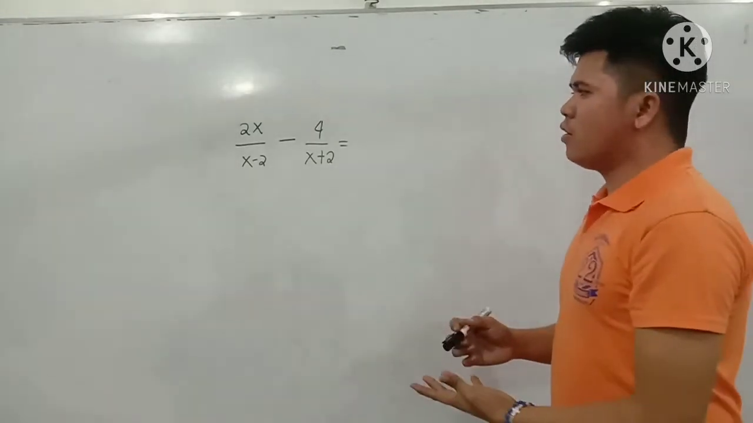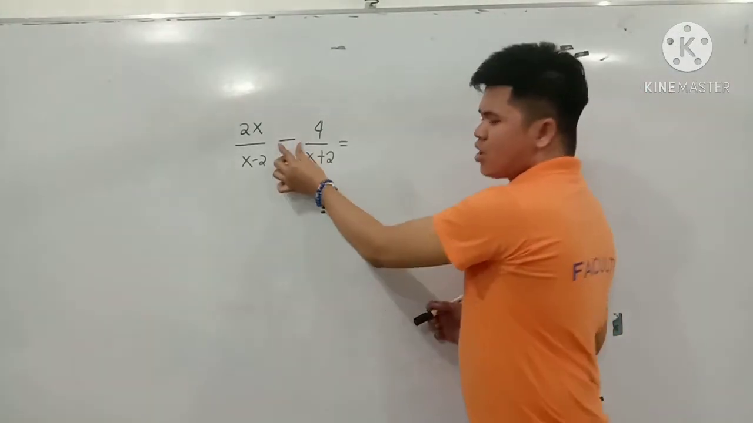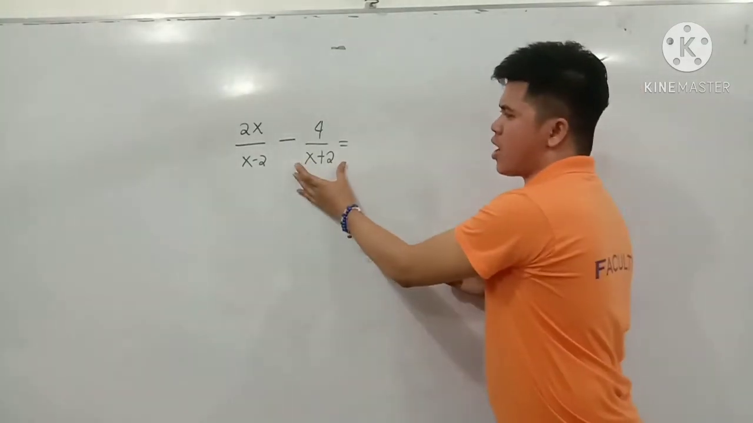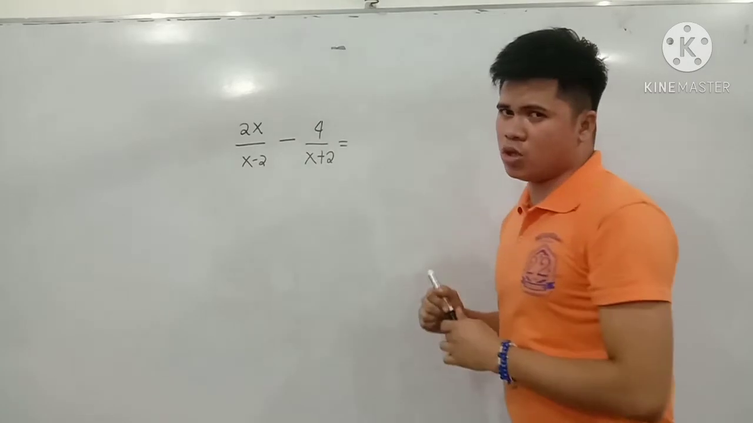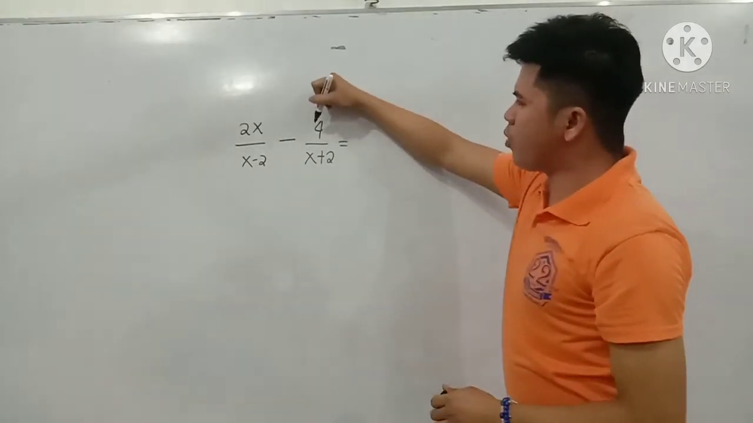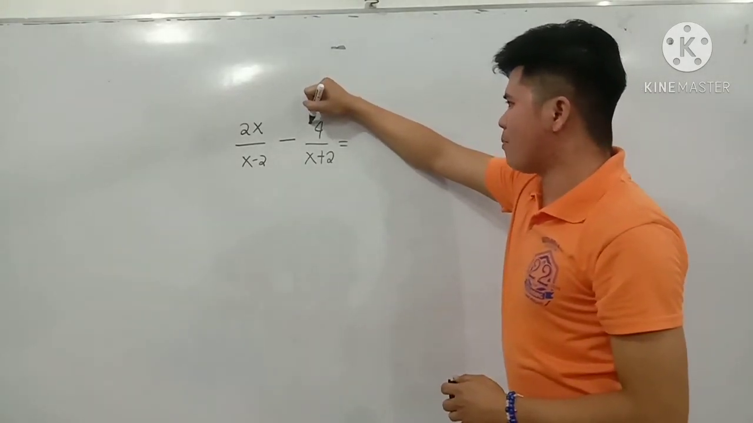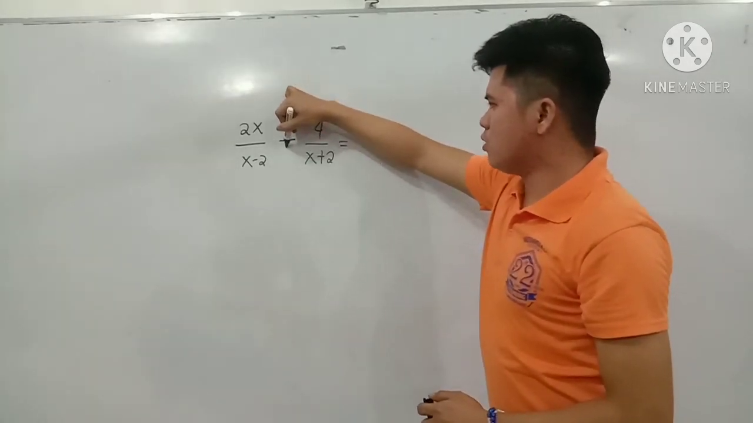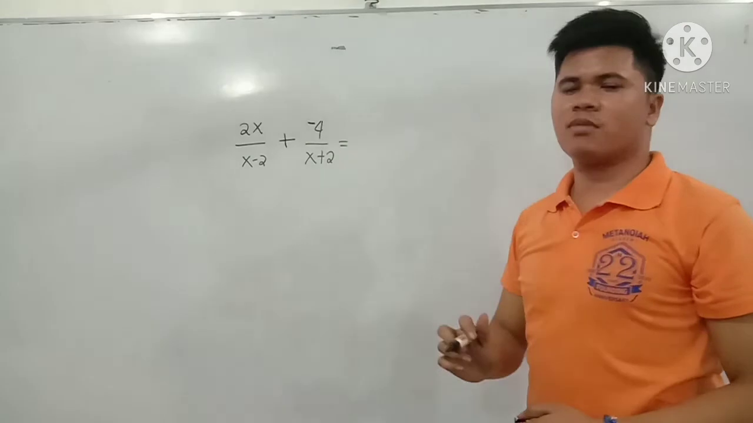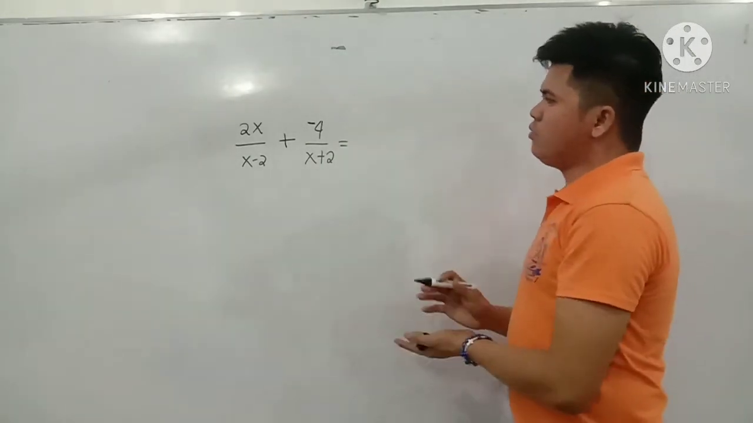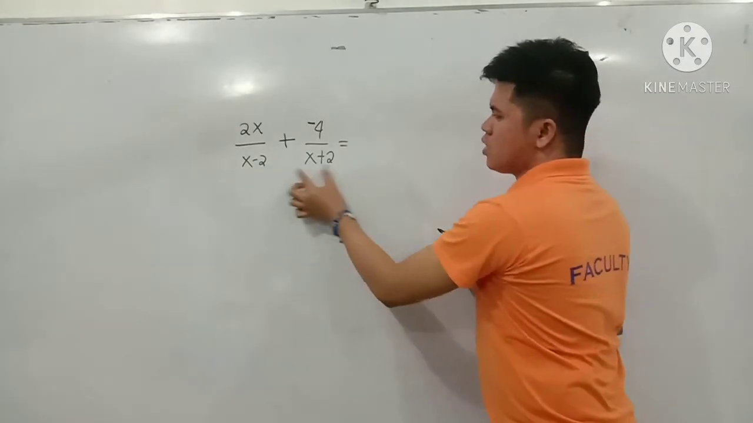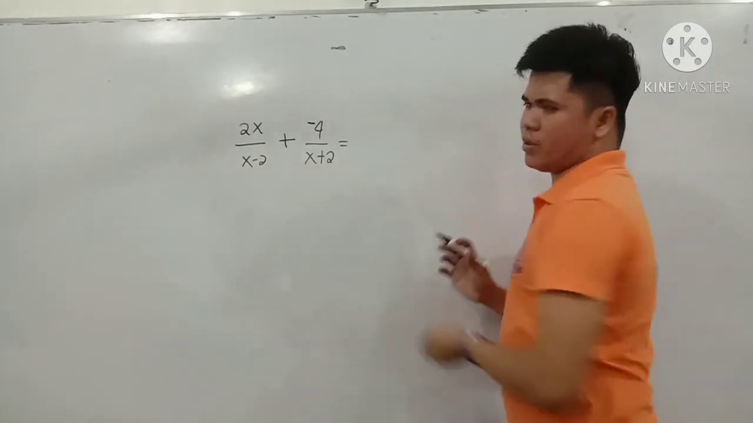So again, since we are dealing with subtraction, we have to change first the sign of the subtrahend and then proceed to addition. So the positive 4 will become a negative, and our minus proceeds to plus. So now we have to get the LCD of these two denominators.